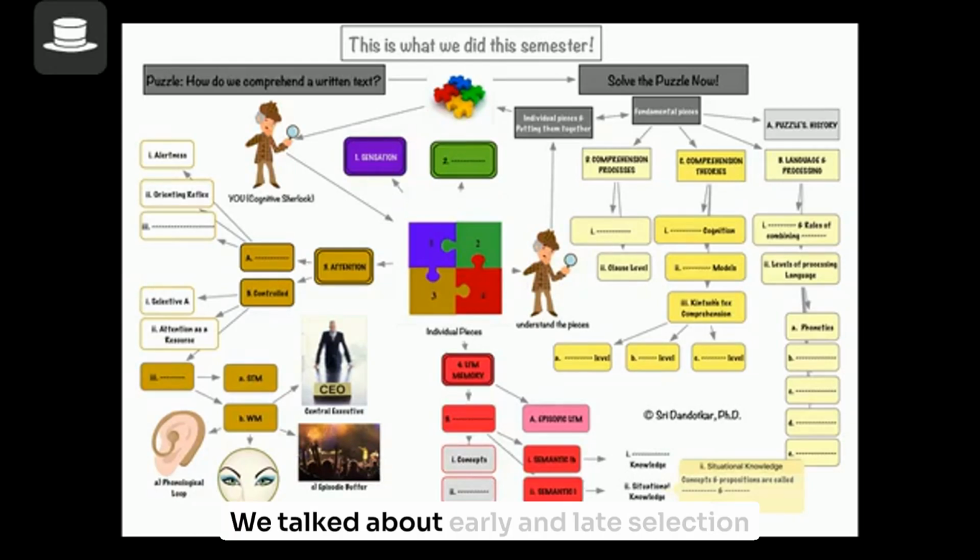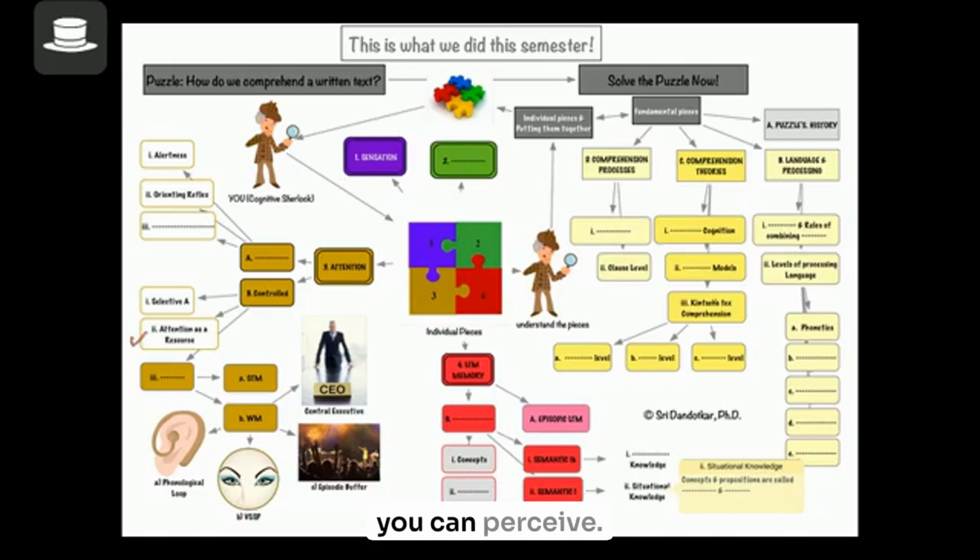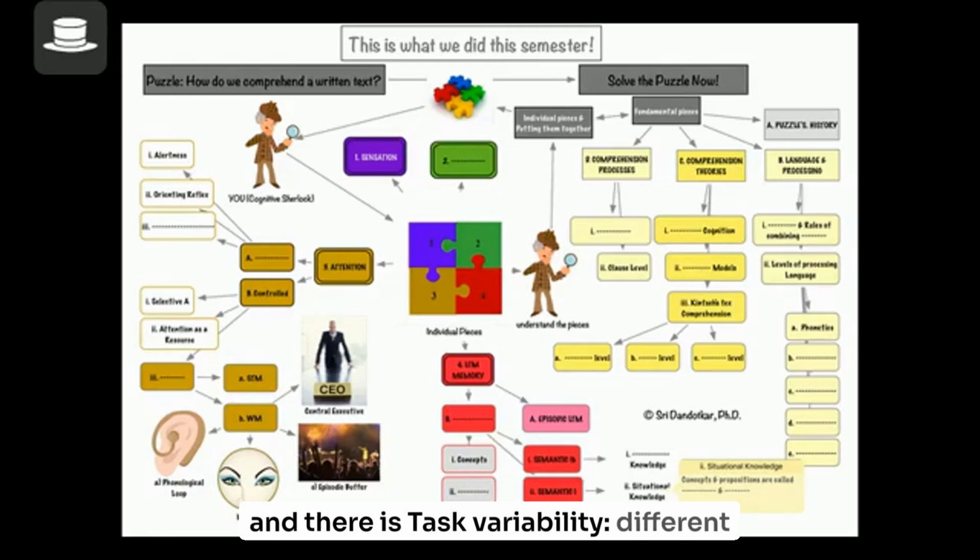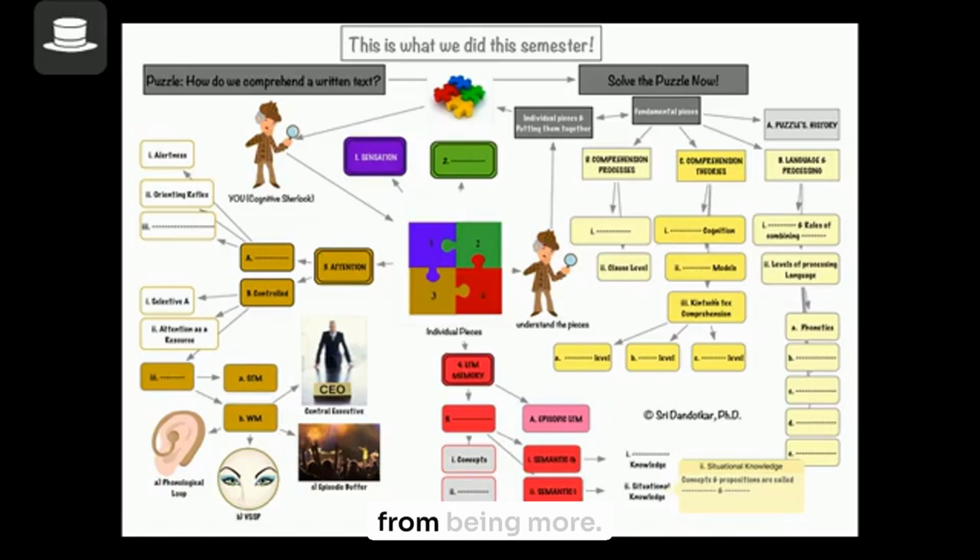We talked about early and late selection theories. Then we also talked about attention as a resource. We said attention is not only a mental process, it is also a resource. As a resource, we talked about four attentional ideas. Right? There is more in the sensory memory than you can perceive. Attentional resources are limited, and there is task variability. Different tasks require different amounts of attentional resources. And the last idea was that practice is key to making a difficult task easier, by making it go from being more resource demanding to less resource demanding.